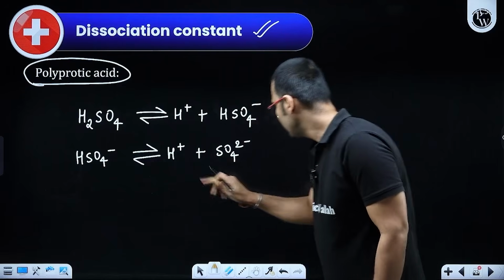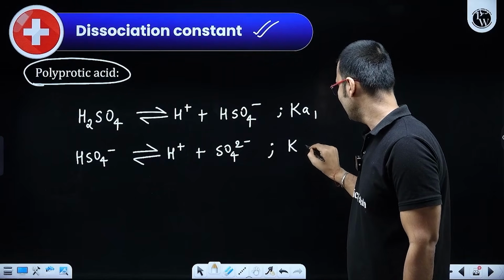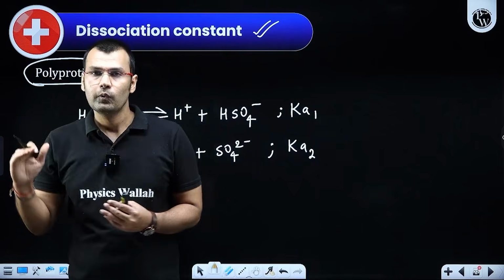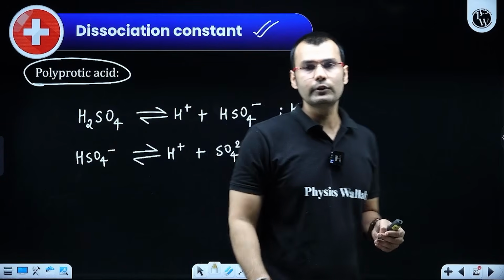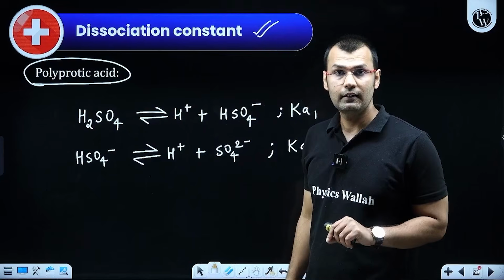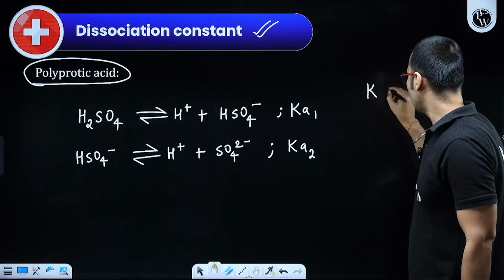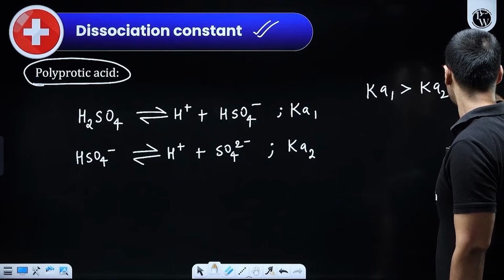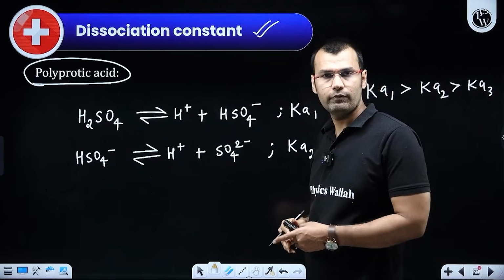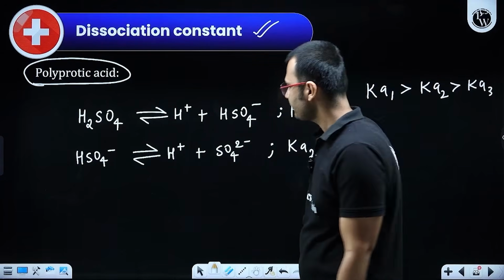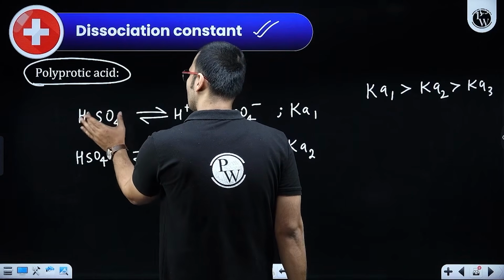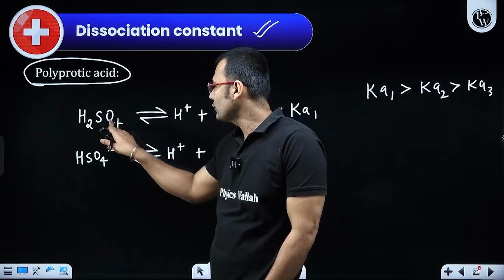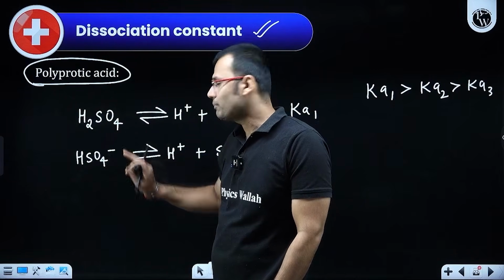So in the second step the dissociation constant will be different, let us say it is Ka2, and more precisely, step by step its dissociation constant will decrease. Here you will see that Ka1 is greater than Ka2, is greater than Ka3 for triprotic acid, and so on, Ka4 for tetraprotic acid. Point is, H2SO4 is a strong acid as compared to HSO4 minus, because you can see clearly that H2SO4 is neutral while HSO4 minus has a negative charge.